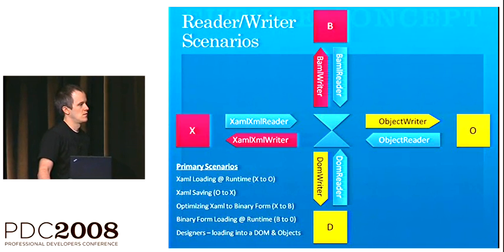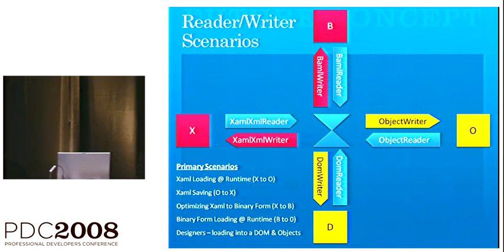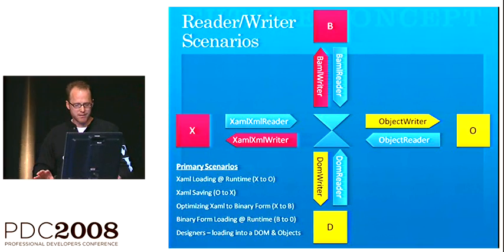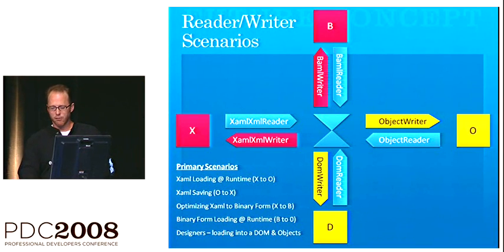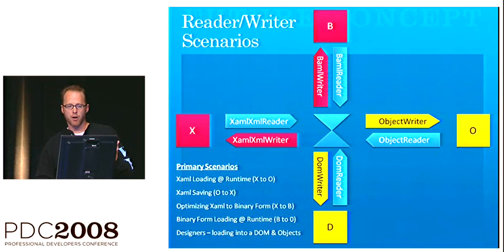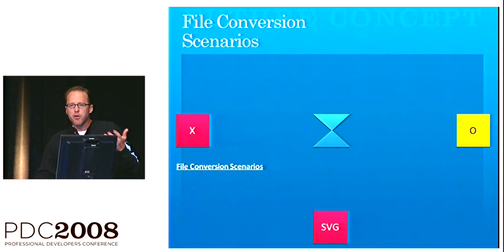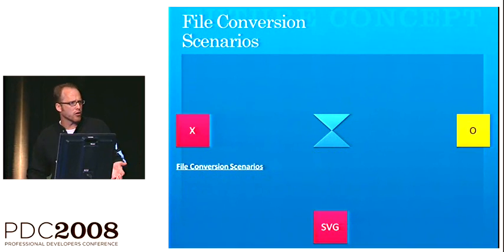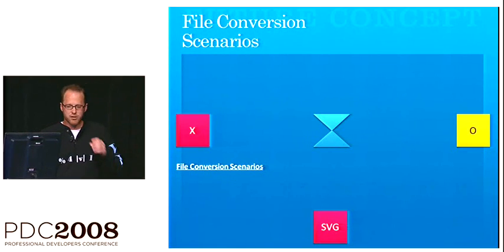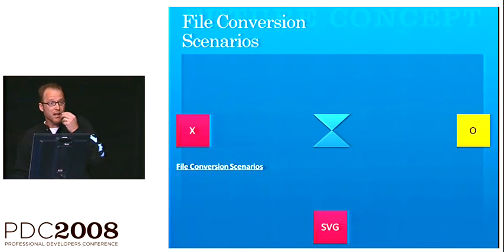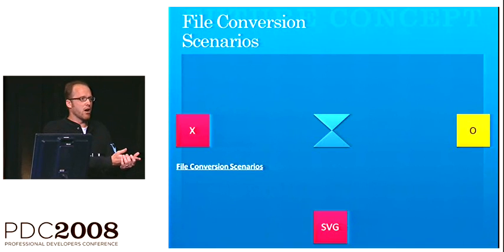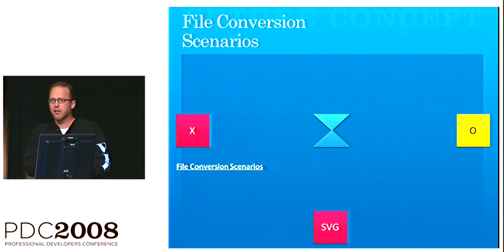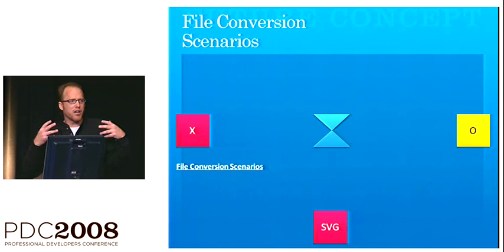So those five scenarios, those eight different readers and writers, the ones on the right and the left, we're shipping in system.xaml. We'll have a sample of the DOM reader and writer, and the BAML reader and writer will ship with WPF in .NET 4.0. Now, you can use the same scenarios for file conversions. We saw already there's a rich set of converters. But a lot of those converters just convert from a file format like Visio or SVG and convert to XAML. Well, maybe I want to convert it on the fly.